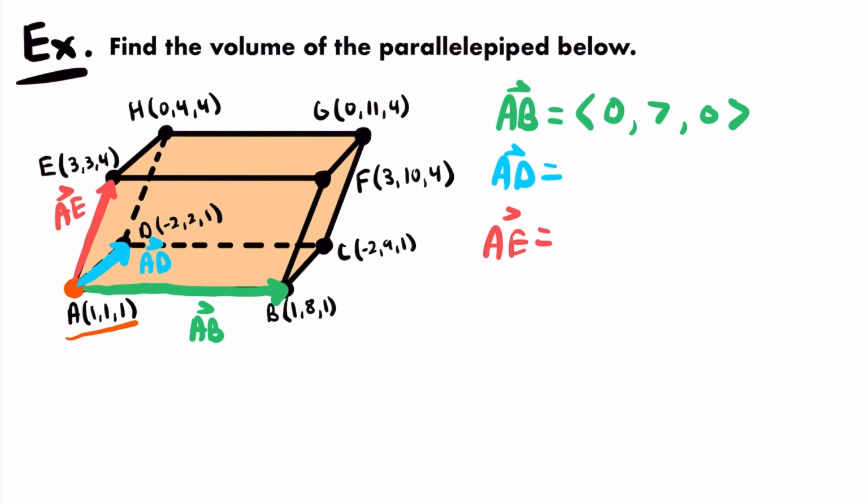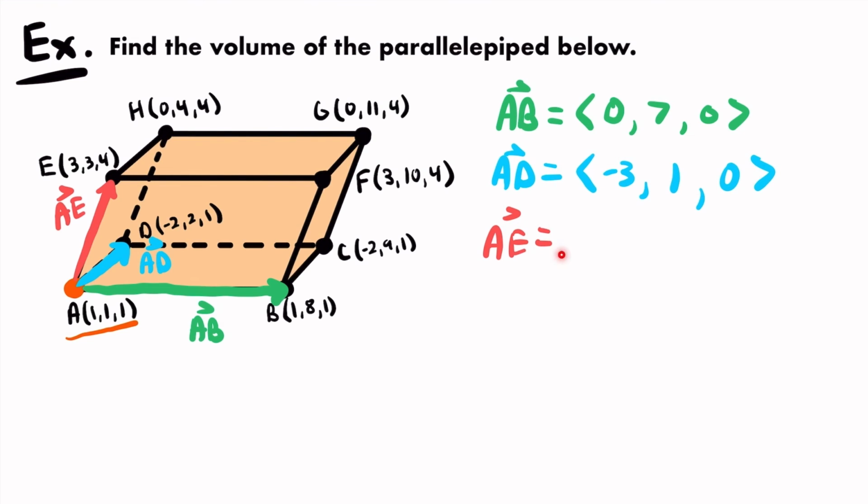So that's vector AB. Then for vector AD, let's look at those 2 points. We're going to be subtracting the components of A from the components of D. So we'll have negative 2 minus 1. That will give us negative 3. And then for the y component, we'll have 2 minus 1, which is 1. So I'll write in 1. And then for the z component, we will have 1 minus 1, which will give us 0. So we have negative 3, 1, 0 as the components of vector AD.